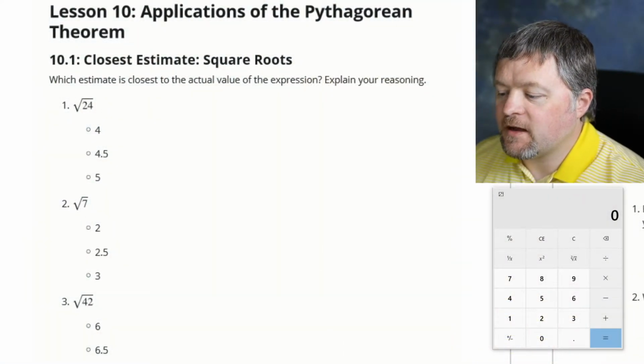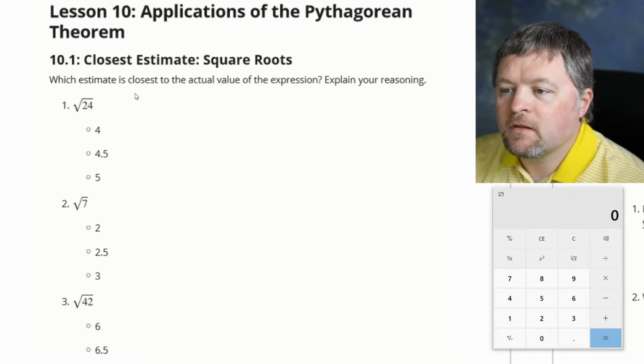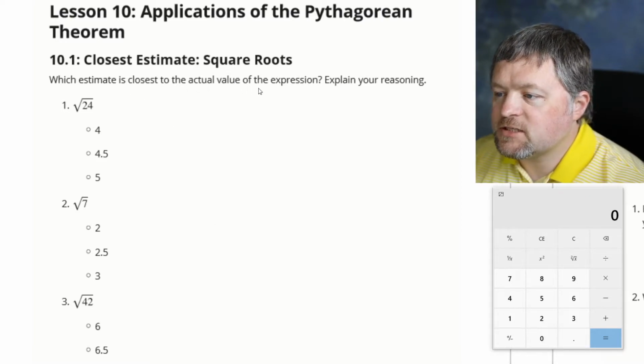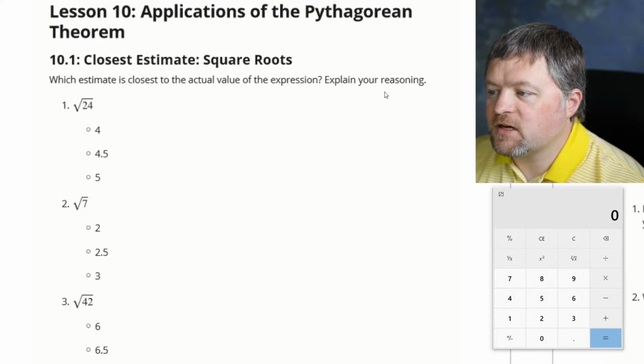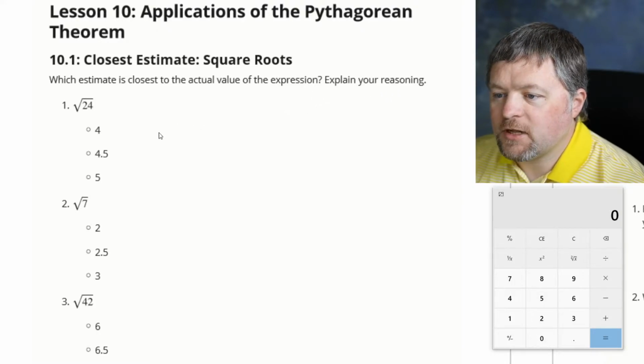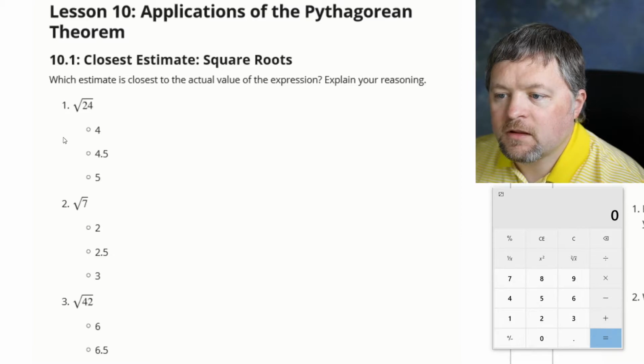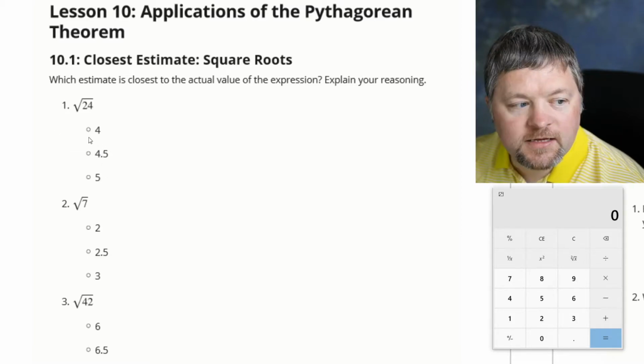Applications of the Pythagorean theorem. Which estimate is closest to the actual value of the expression? Explain your reasoning. Well, let's think about this.